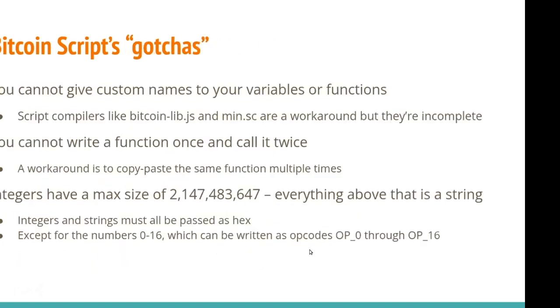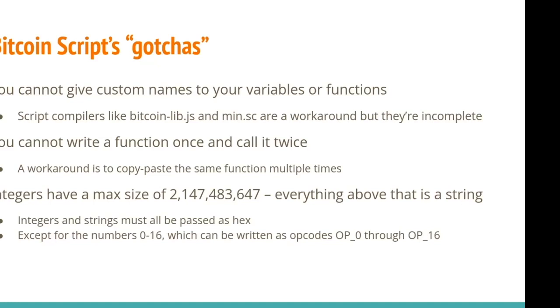Okay, let's talk about some gotchas. If you're going to be developing on L1, there are some things to be aware of, some things that are unique and challenging about Bitcoin script. One of them is you can't give custom names to your variables or your functions. You can have variables and you can have functions, but you can't name them.